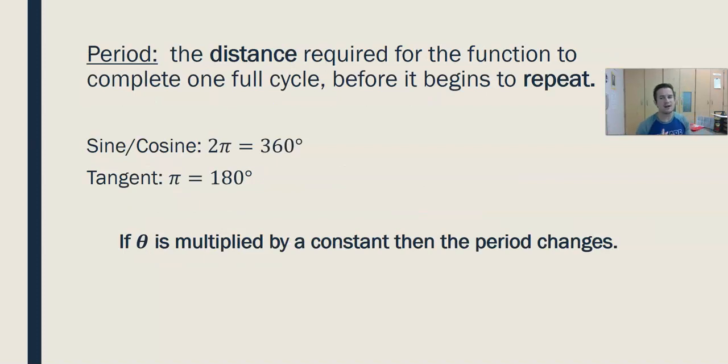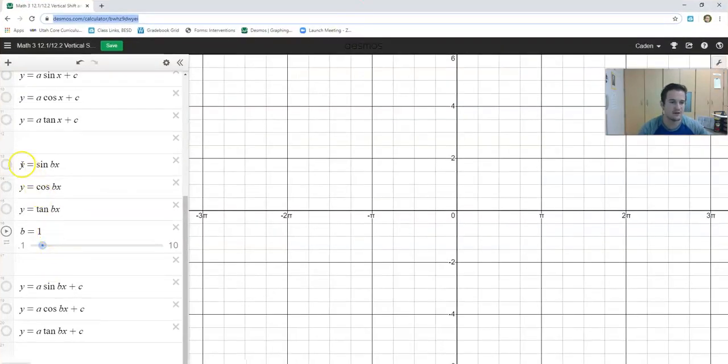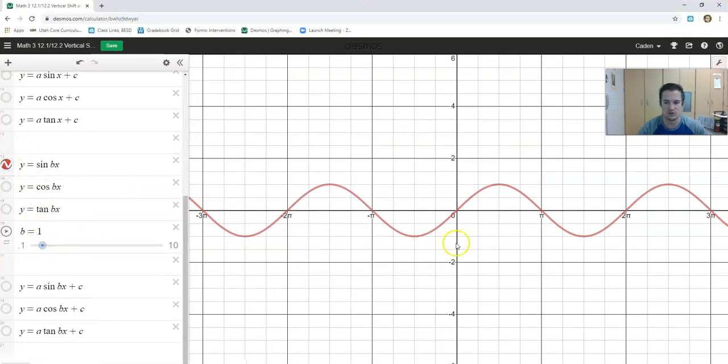So first of all, let's remind ourselves what period means in relation to a trigonometric equation or a function or a graph. What does period mean? So the period is the distance required for the function to complete one full cycle before it begins to repeat itself again. So if you remember on our sine and cosine and tangent functions, let me bring over my graph here.